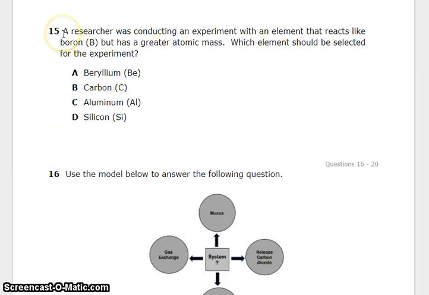Number 15. A researcher was conducting an experiment with an element that reacts like boron, B, but has a greater atomic mass. Which element should be selected for the experiment? A, beryllium, Be. B, carbon, C. C, aluminum, Al. Or D, silicon, Si.